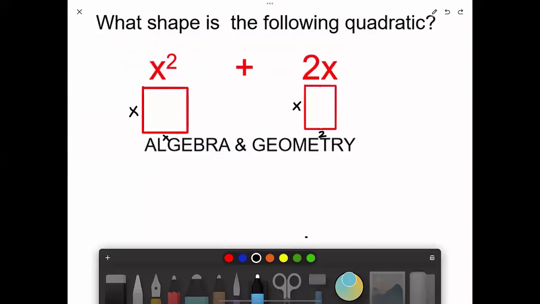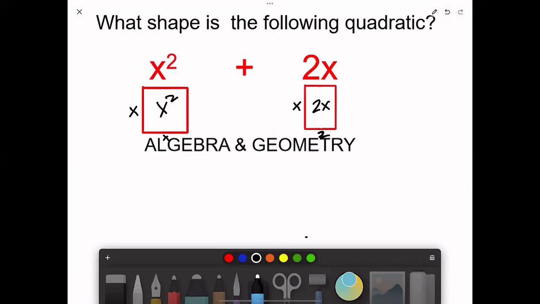Now, we're going to use that. Okay, so whenever you have a quadratic, like an x squared plus a linear term, 2x in this example, that means you have a square with sides x, and it also means you have a rectangle with a side of x and a side of 2, right? And when you multiply those together, you get 2x. So whenever we have a quadratic, then we have a square and we have a rectangle.